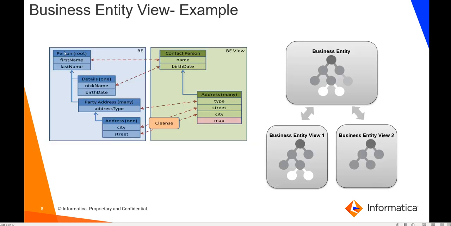Here is a simple example. On the left, if you see, I have my business entity where person is root. It has first name, last name. It has a few child entities.